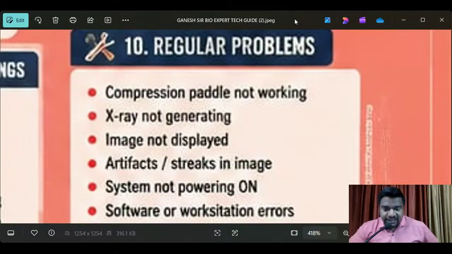Listen carefully. Now see here, regular problems in radiology equipment, mammography: compression paddle not working, X-ray not generating, image not displayed, artifacts or streaks in image, system not powering on, and software or workstation errors. These are the very regular problems. When do problems come? If you do proper services, preventive maintenance and calibration services, then these problems can be resolved. That's why these things are important for biomedical engineering services.